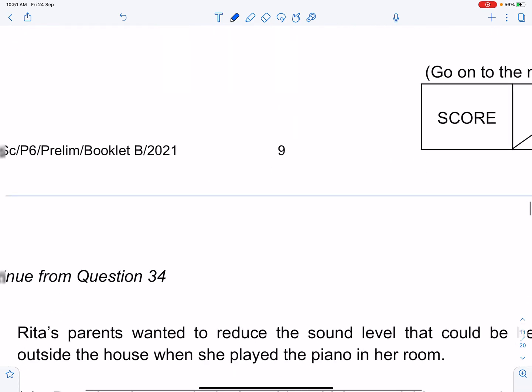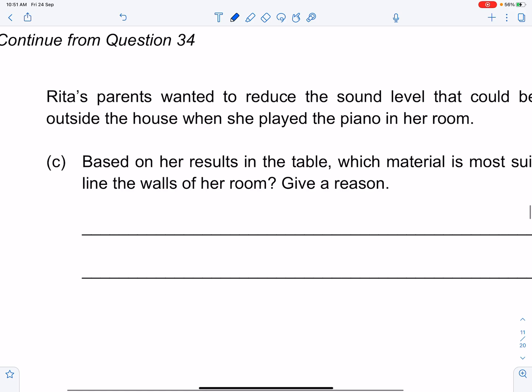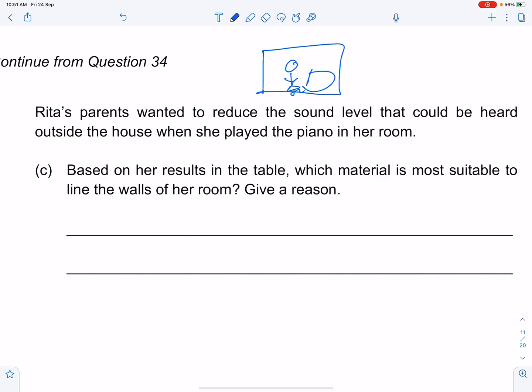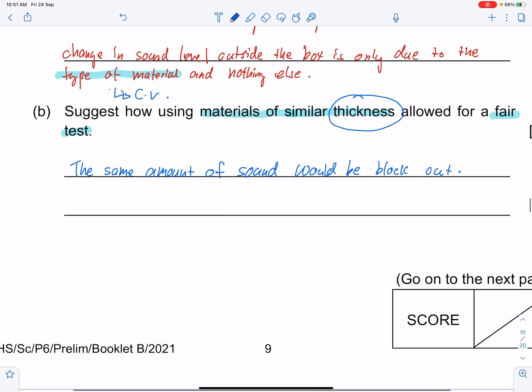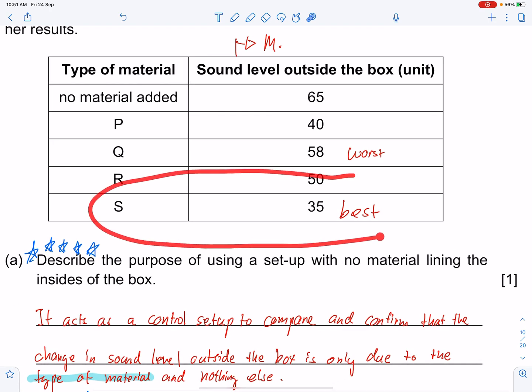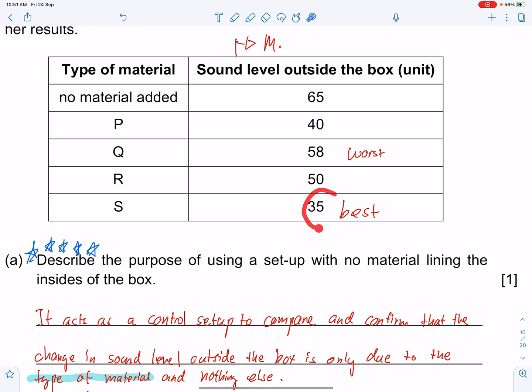Okay, next. Rita's parents wanted to reduce the sound that could be heard outside the house when she plays the piano in her room. Okay, don't know how, then draw. Draw Rita inside. So she's playing the piano. You don't want the sound to come out, so you need something that is very good to block out all the sound. So which one? You already put here already, right? The best is actually S, because you detected the least amount of sound.